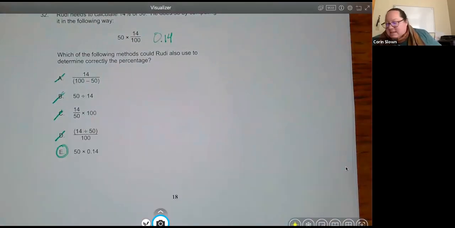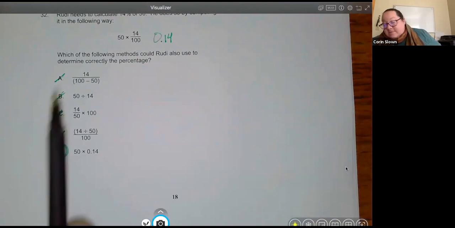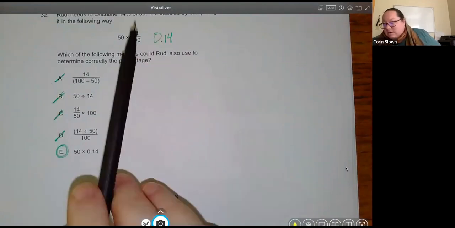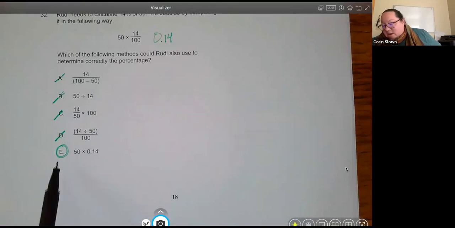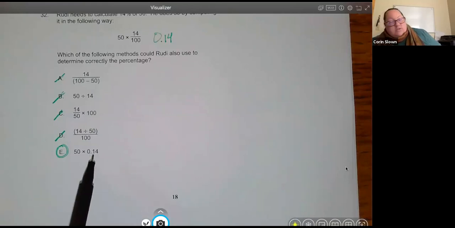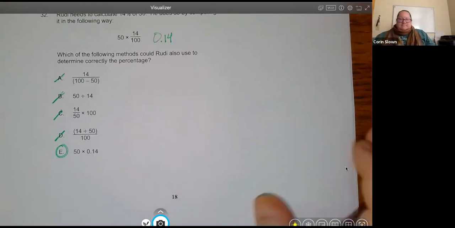So in this case, we can go through and use the process of elimination to say what it's not. And then we can actually also ensure that we have the correct answer. And if we weren't certain, we could also do the math to prove that that would be correct. But in this case, we know that it's E.